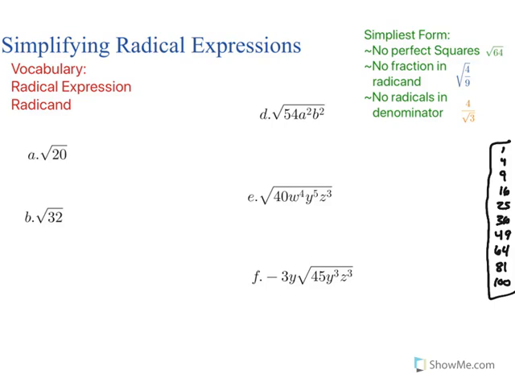Hey guys, in this video we're going to talk about how to simplify radical expressions. Before we begin simplifying, let's talk about what a radical expression is. A radical expression is any expression that contains a radical sign, such as a square root. So for example, the square root of 5 would be considered a radical expression because it contains a radical sign.